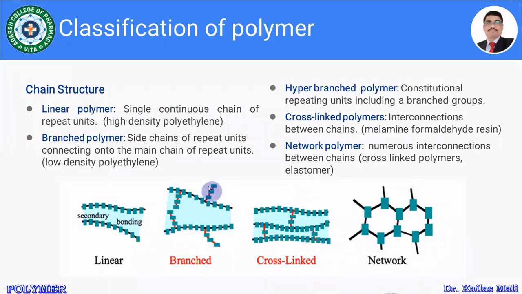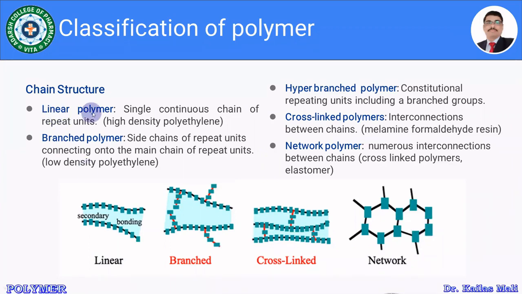If furthermore the linking is there, it is said to be the hyperbranched polymer. Then these are the cross-linked. So these are the linear chains which are cross-linked with each other, and it is said to be the cross-linked polymer. And the last one is the network polymer.